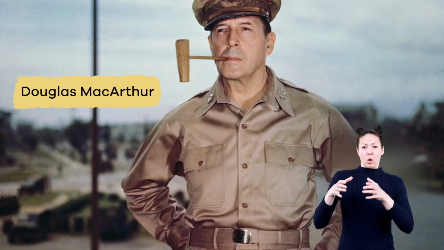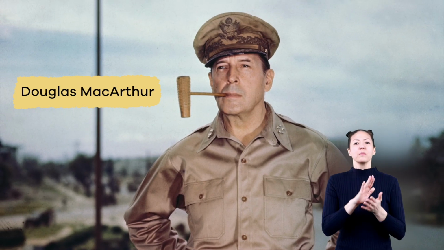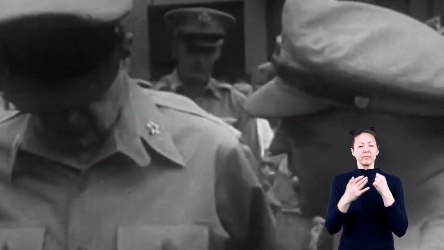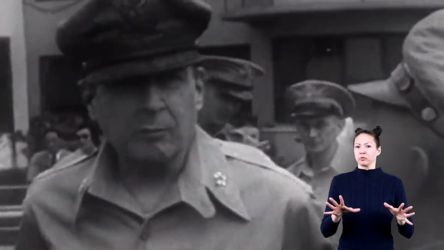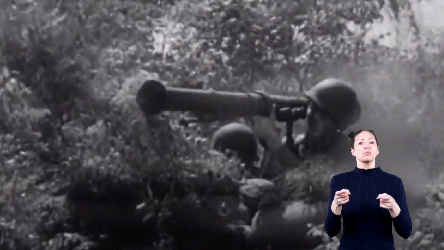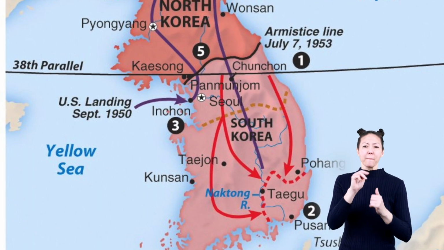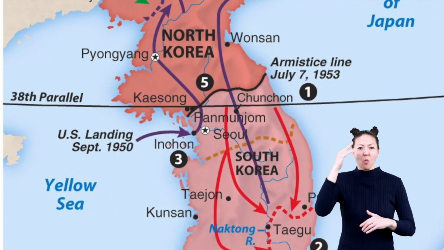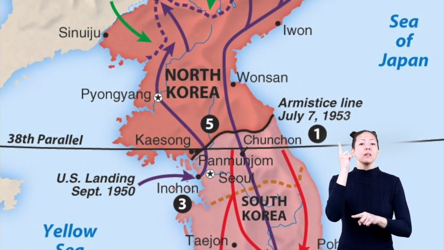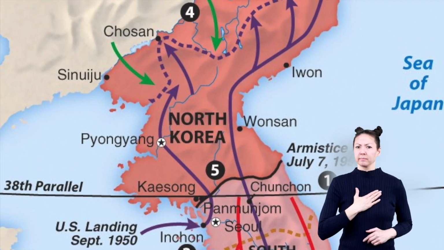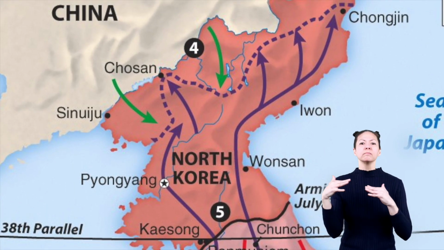MacArthur led the forces in the Battle of Incheon, where they were able to regain control of the part of the country the South had previously lost, and also control the city of Seoul, South Korea. The war continued with MacArthur trying to push the North further towards the northern border, but the Chinese were not happy about this, so they entered the war as well.